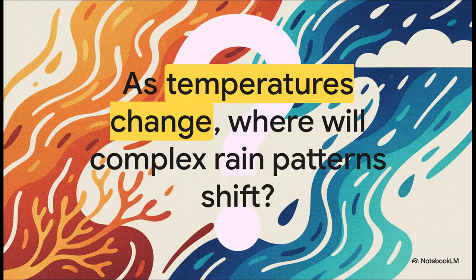And that leaves us with a really huge question for today. We all know the planet is getting warmer. But since we've just seen that heat isn't the whole story for rain, what's going to happen to these already messy rain patterns? Where are things going to get drier? Where are they going to get wetter? Figuring that out, well, that's one of the biggest challenges our climate scientists are tackling right now.